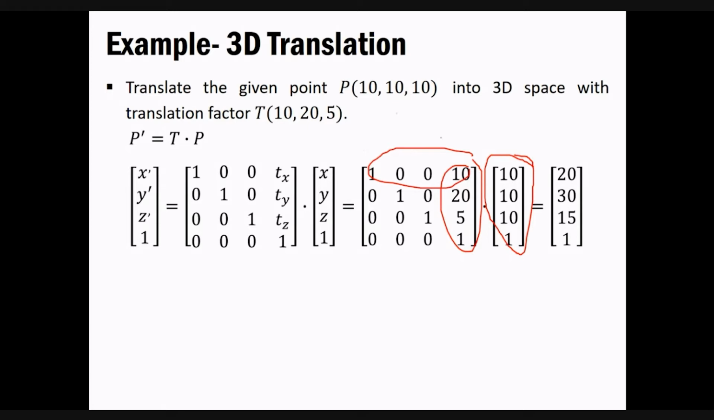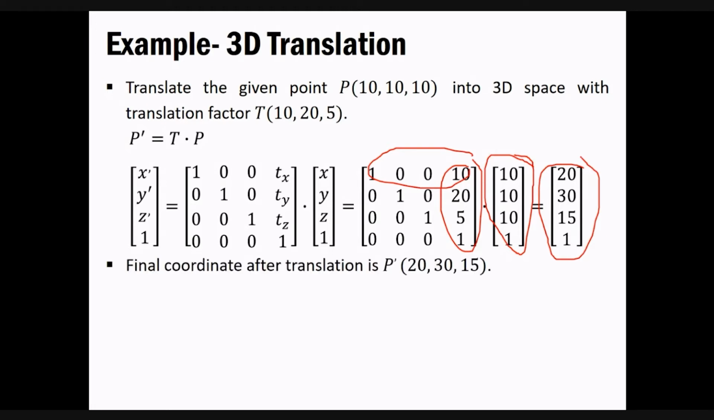Okay, so these are the basic things that we have, and the resultant thing out of which we are getting is 20, 30, 15, and 1. So this is what you can do in 3D translation. The final coordinates, whatever you are getting, you just have to write it in your exam, and you just need to find it.